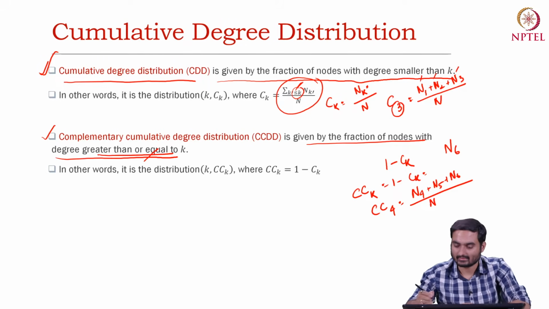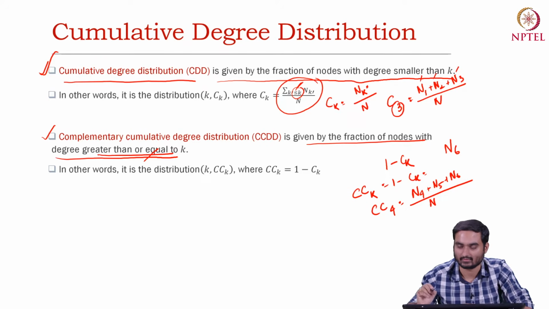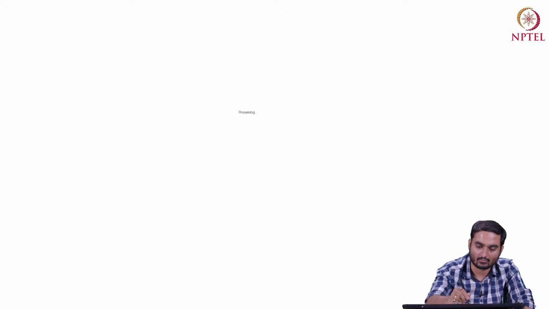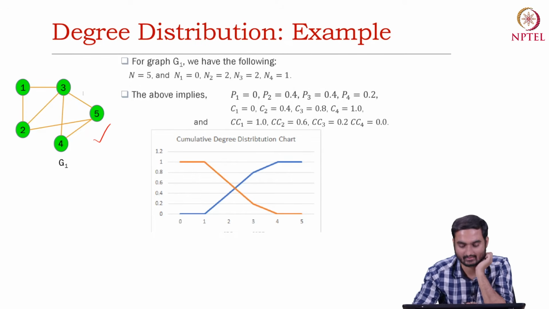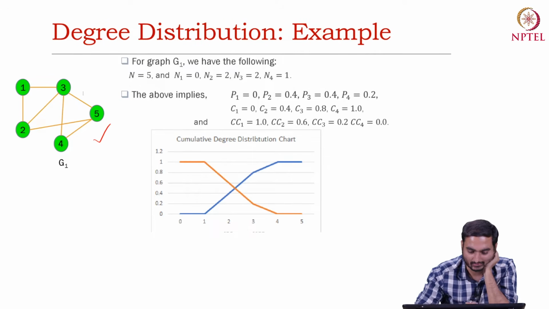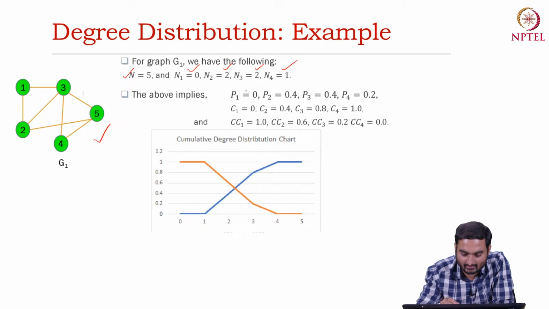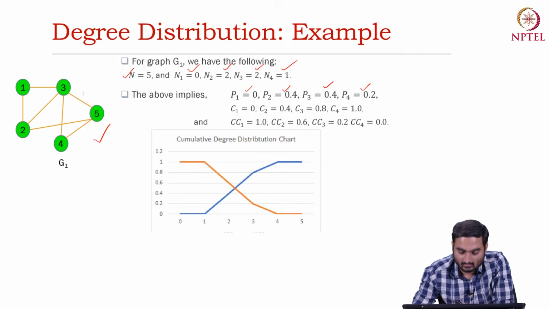Okay. So you see that this is just a complementary of this one, right. Now why this is important? Now let us take an example. Let us take this graph. We have already seen this one, and n is 5, n1 is 0, n2 is 2, n3 is 2, n4 is 1. Therefore you have seen p1 is 0, p2 is 0.4, p3 is 0.4 and p4 is 0.2.